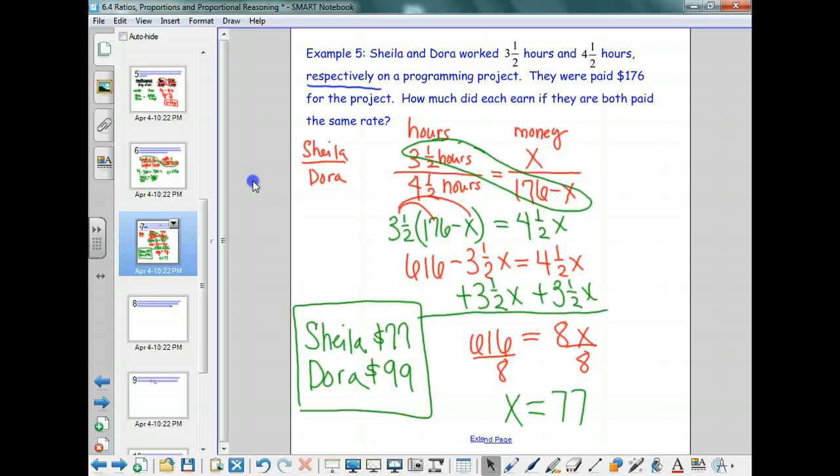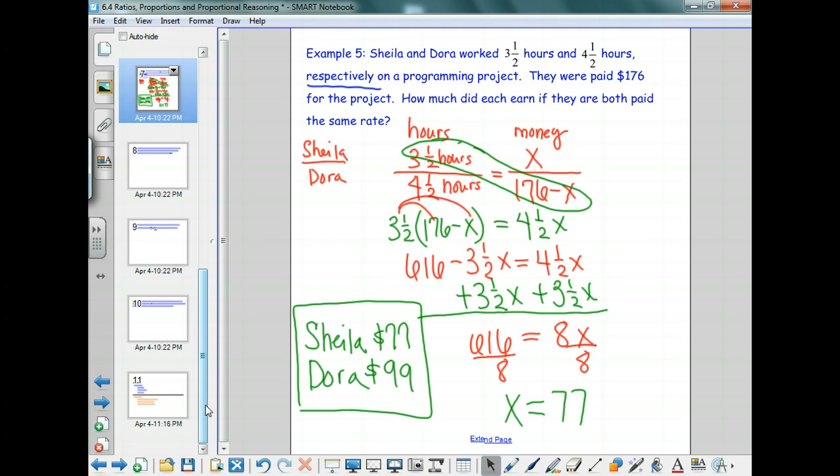Your questions? I thought of just adding the hours together and then figuring out how much, like how many hours divided by the amount. Like 176 divided by 8, and then just 3.5 times that. Yes. But you still have to set these up as proportions. However you're doing it, you're going to do proportional reasoning.